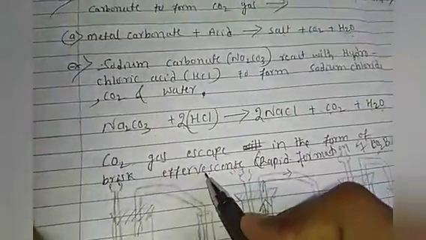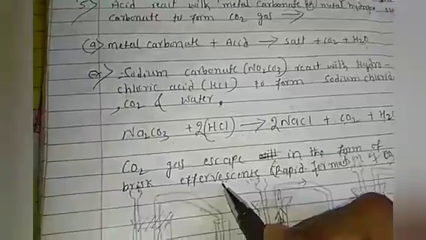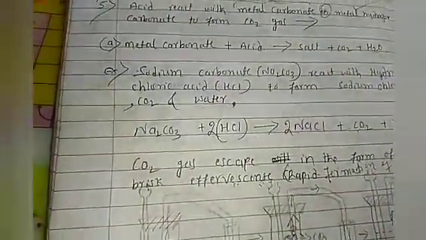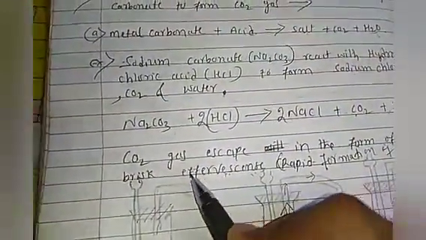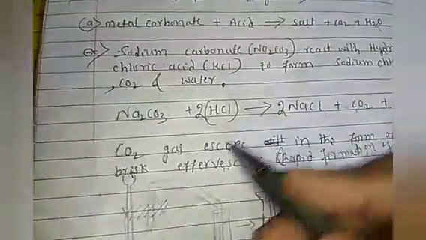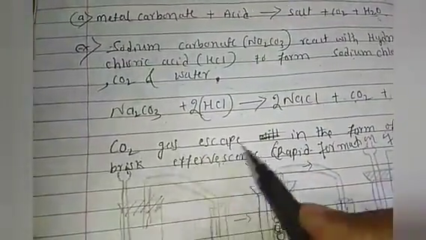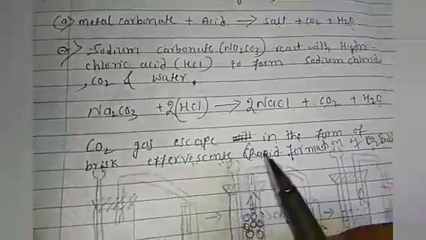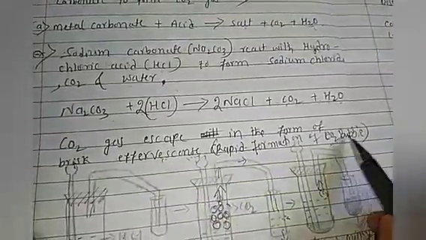Like, students, when you are feeling acidity, you use ENO. When ENO is added into water, some bubbles appear. Such bubbles we call brisk effervescence. Right, that is the rapid formation of carbon dioxide gas.